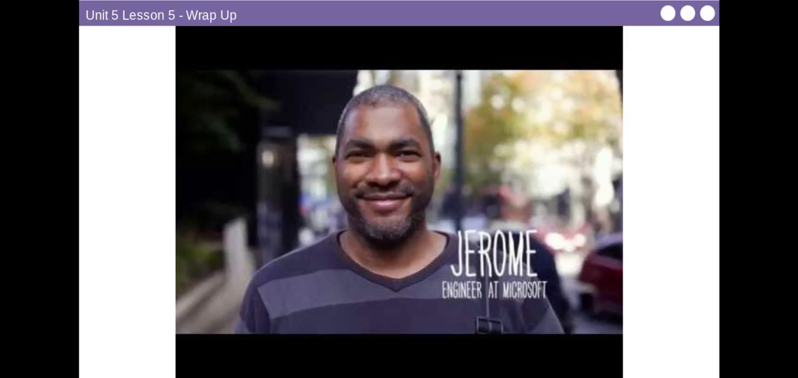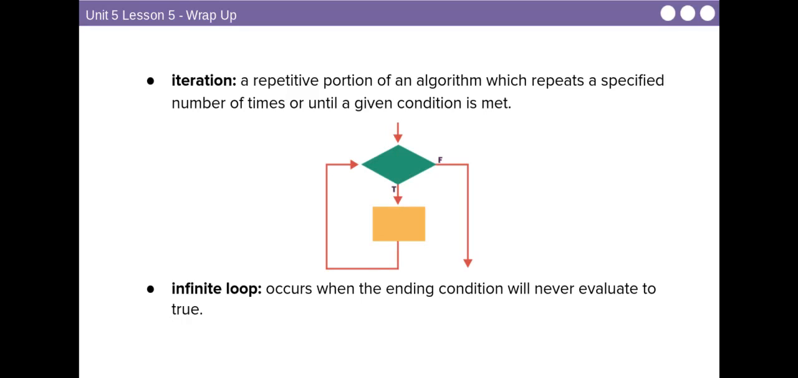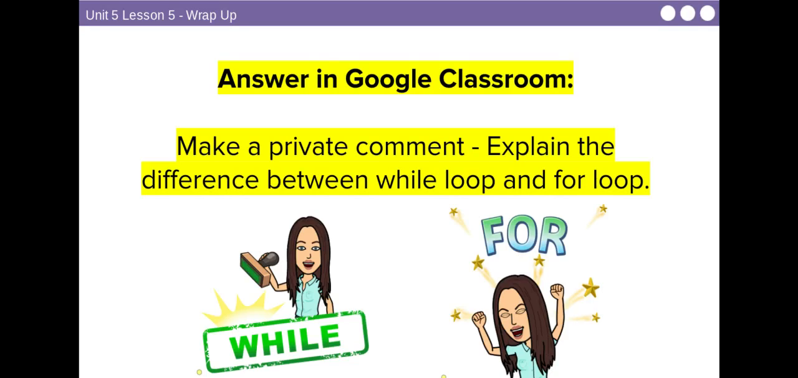Let's wrap up. You can watch this video on your own. Make sure you understand the relationship between iterations and for loops. Today's assignment is to make a private comment in Google Classroom that explains the difference between a while loop and a for loop.